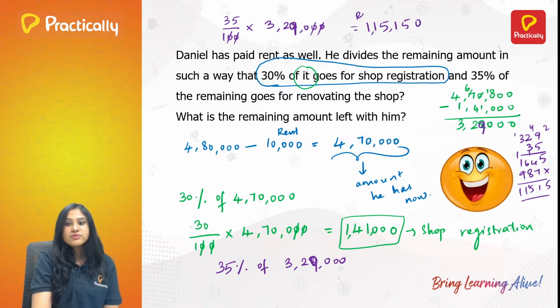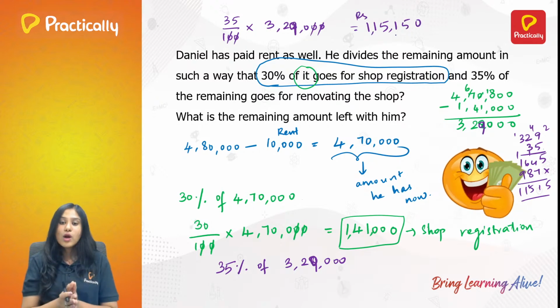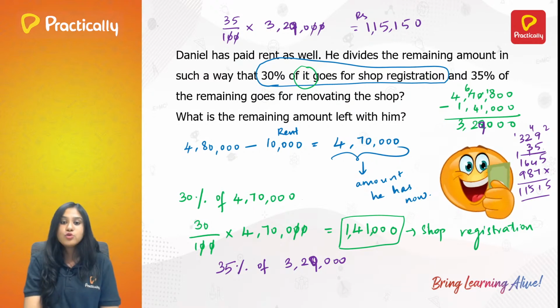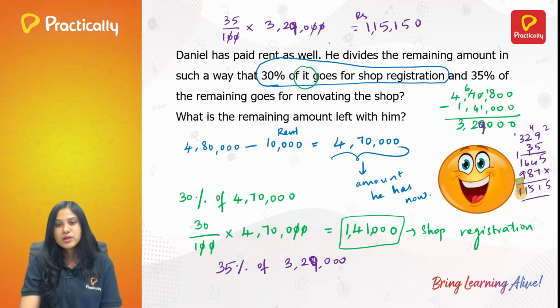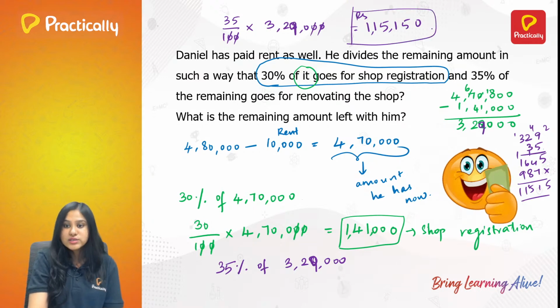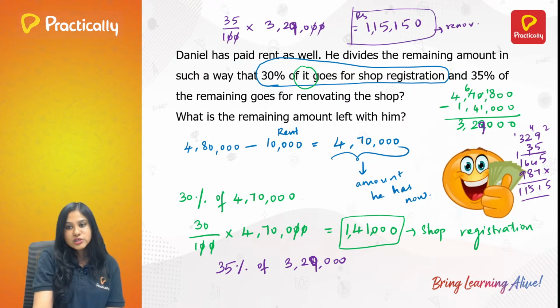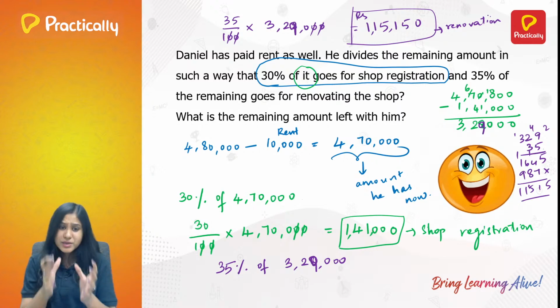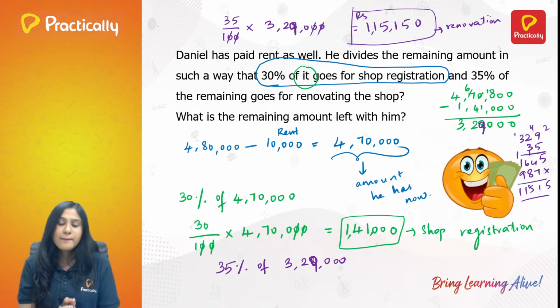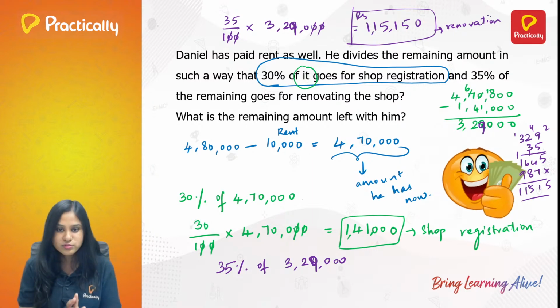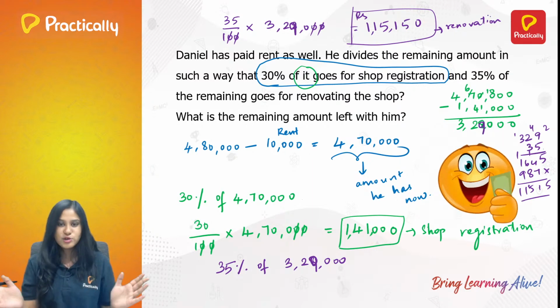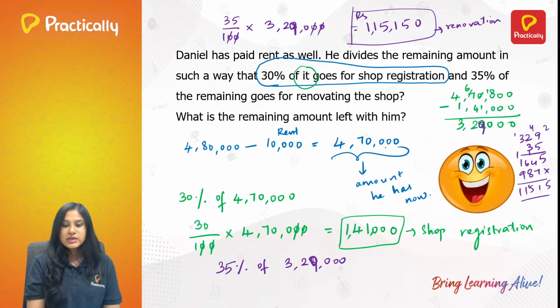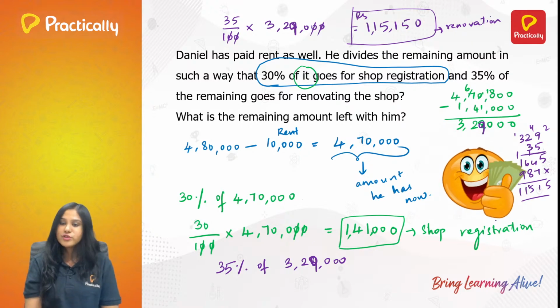That is rupees 1,15,150 he used for renovating the shop. Okay, now let us put it in a box, that is renovation. I know this is a little bit complicated because the amounts are huge, but this is how business runs, right? It's always in huge amounts. So we got for renovation, we got for shop registration.